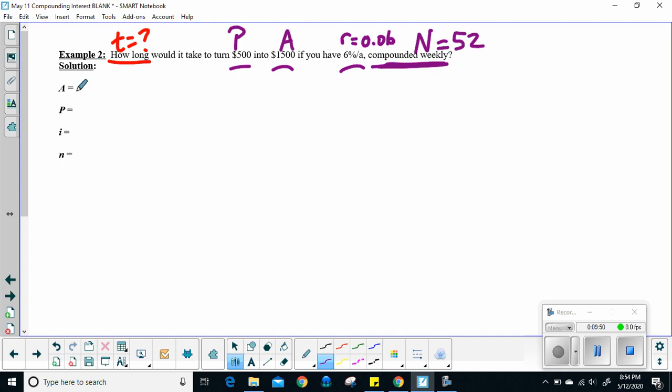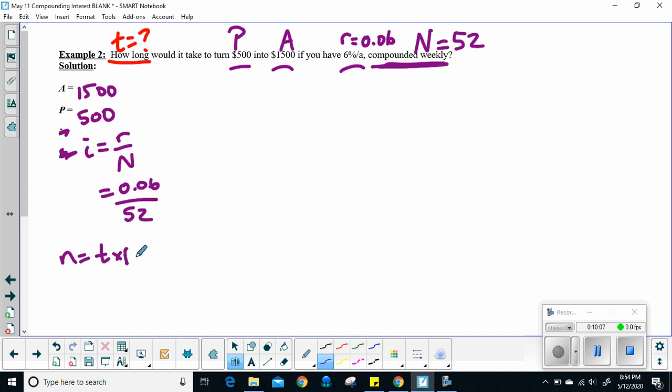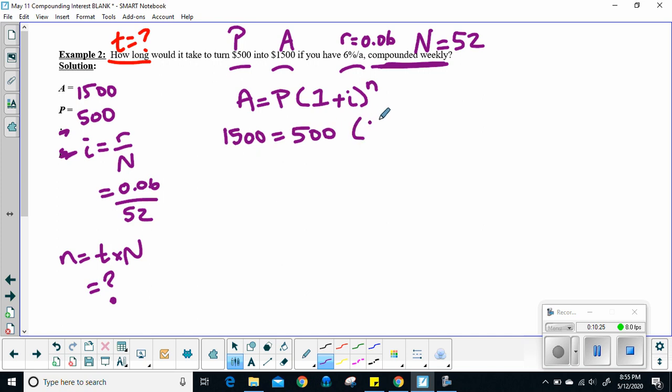Okay, so I like to list everything down the side. I'm starting with 500. Hang on, I need more space here. I, remember, is R over N, so that would be our 0.06 over 52. And our little n is time times big N. And our time was what? Oh, that's our question mark. Okay. Well, let's see. A equals P bracket 1 plus i to the exponent n. A is 1500, P is 500, 1 plus i is 0.06 over 52, and we don't know what the exponent is.